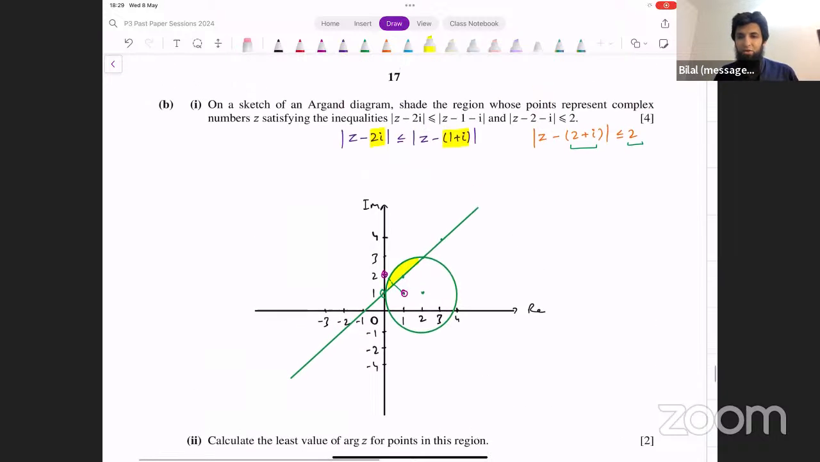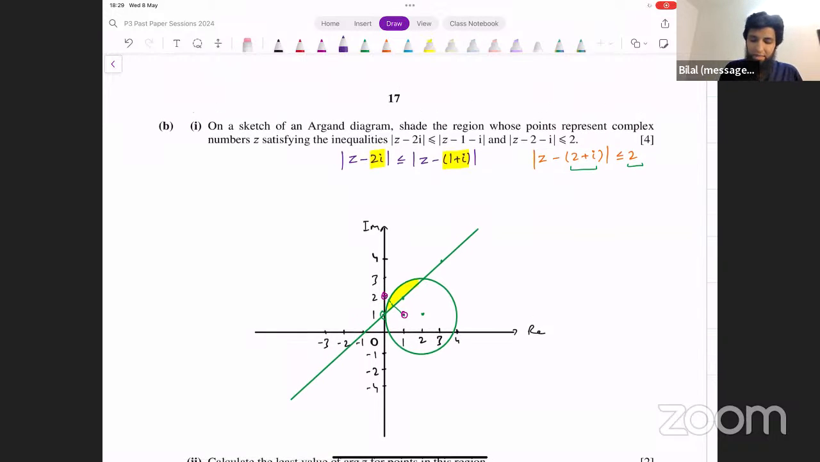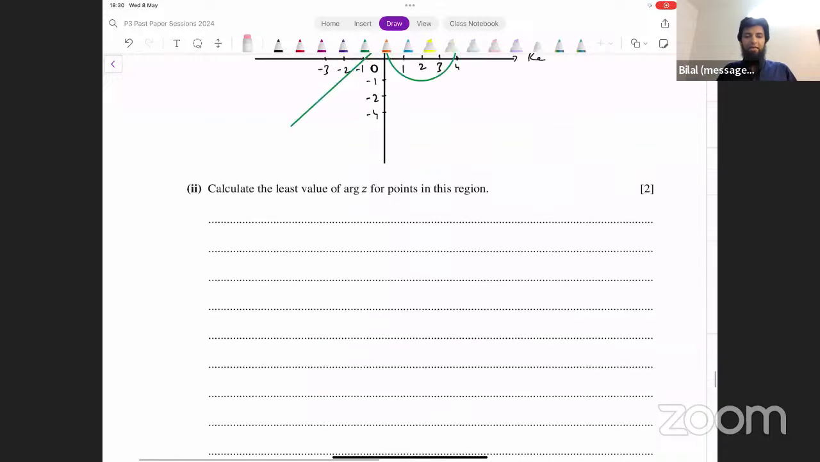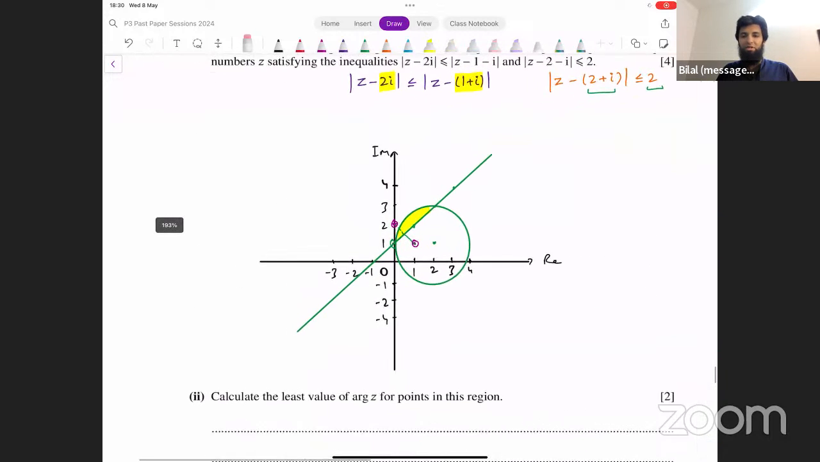When do you draw dotted lines? Well, if you did not have an equality sign here, if it was less than this, then you would draw dotted lines for the perpendicular bisector. If you had a less than sign here only, you could draw dashed lines for the circumference of the circle as well. But in A levels, it's not necessary. Even if it's less than or less than or equal to, you can just draw solid lines. That's also acceptable. Although drawing that dotted is better if you have strict inequalities. But they don't deduct marks for this generally. Okay, now calculate the least value of argument of z for points in this region.